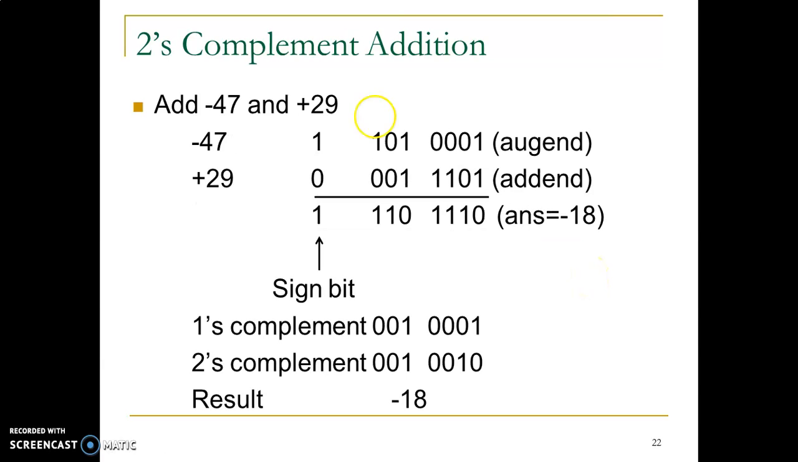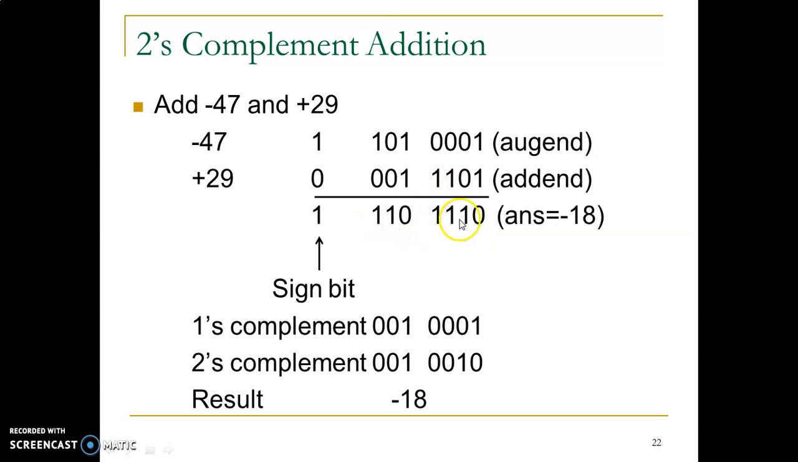Next we will see how to add a negative augend number with a positive addend number. Since this is a negative number, it is represented in 2's complement form. This is a positive number, just the binary equivalent of plus 29. Now these two are added. We get a sign bit. Sign bit is 1, which indicates this is a negative number.